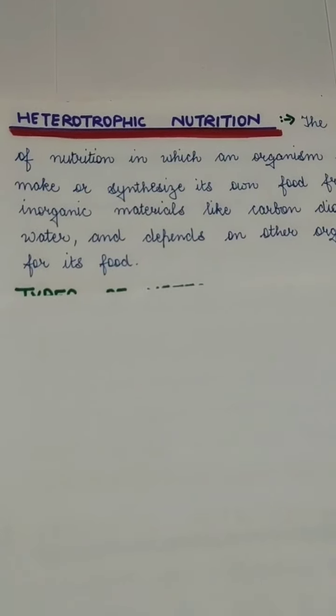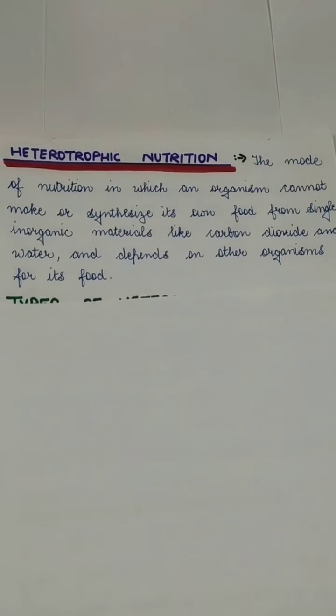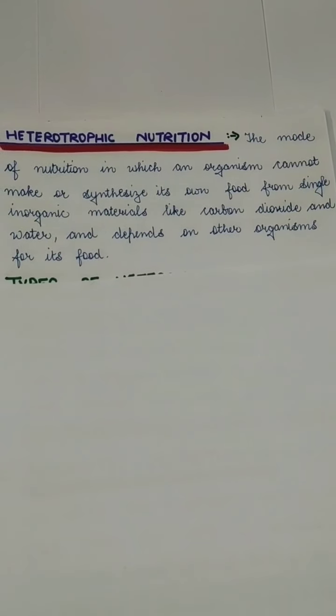So the organisms which cannot synthesize their own food by themselves are called heterotrophs, and that mode of consumption of nutrition is important, because nutrition is very important for each and every organism to survive. So the nutrition in which the organism depends upon other living or dead organisms is called heterotrophic nutrition. This is a mode of nutrition in which an organism cannot make or synthesize its own food from simple inorganic material like carbon dioxide and water, and depends upon other organisms for its food.